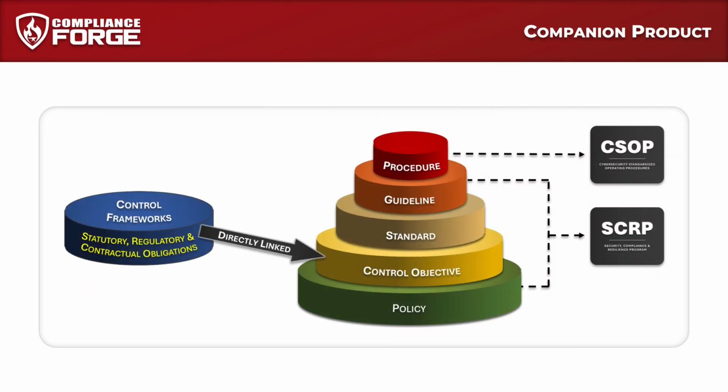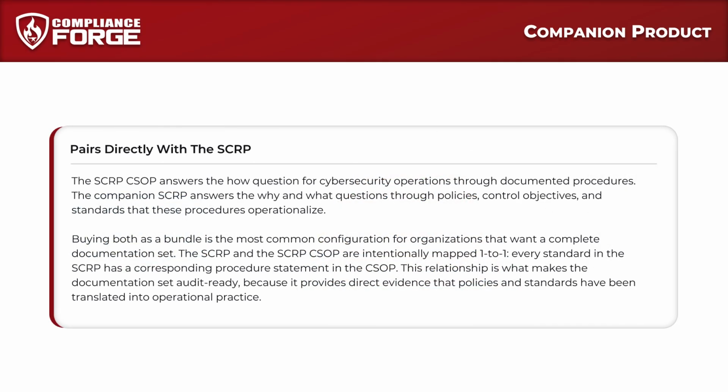One more reason to buy. As this diagram shows, policies, control objectives, standards, guidelines, and procedures build on each other. The companion, SCRP, covers the policies and standards, while the CSOP covers the procedures. The CSOP answers the how question for cybersecurity operations through documented procedures. The companion SCRP answers the why and what questions through policies, control objectives, and standards that these procedures operationalize. Buying both as a bundle is the most common configuration for organizations that want a complete documentation set.